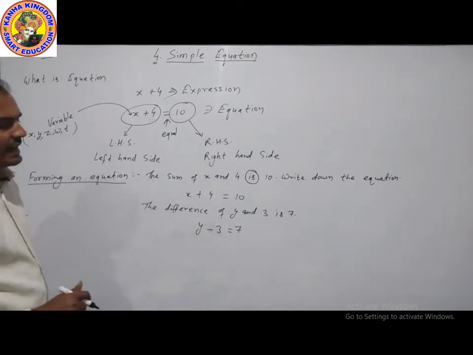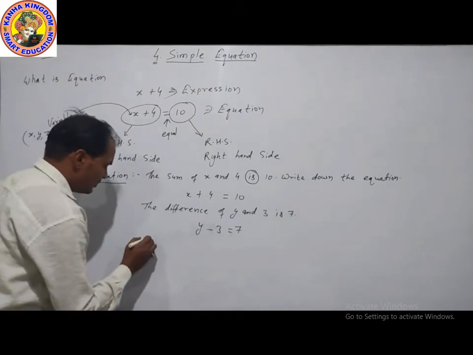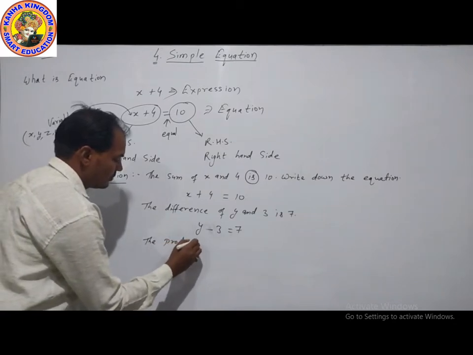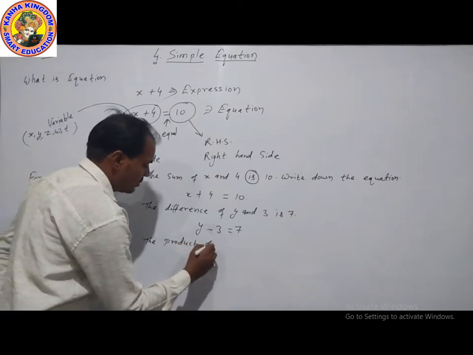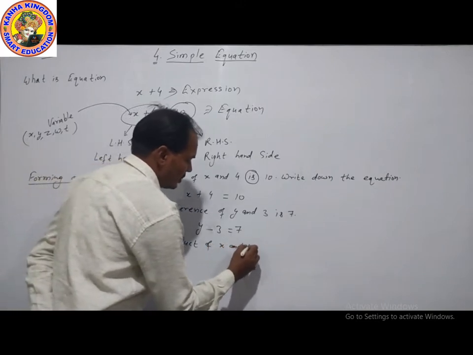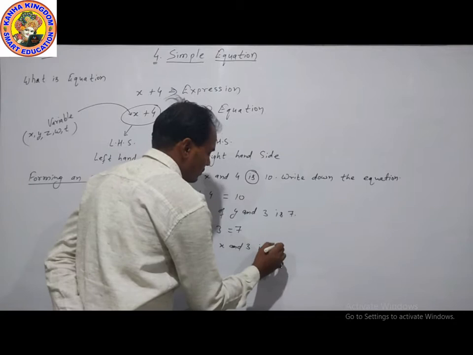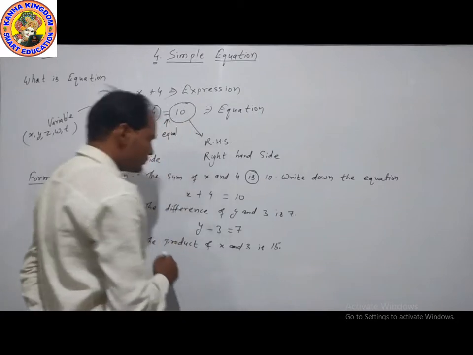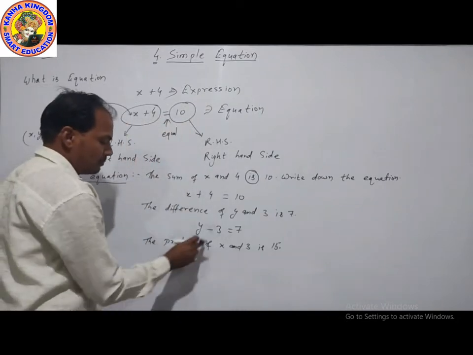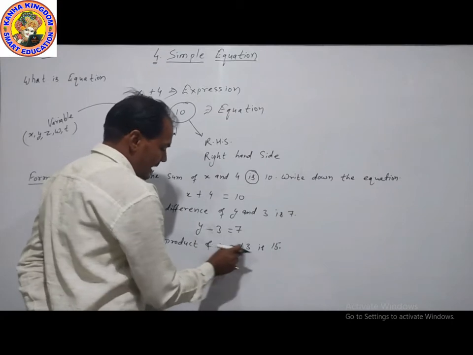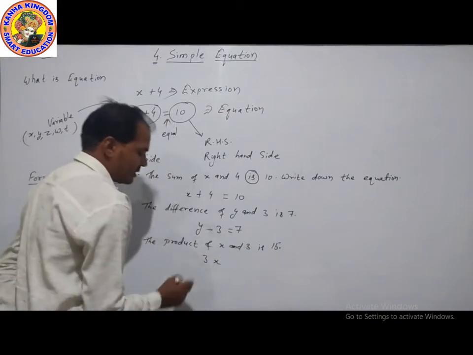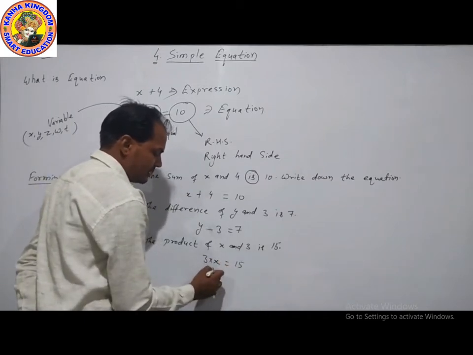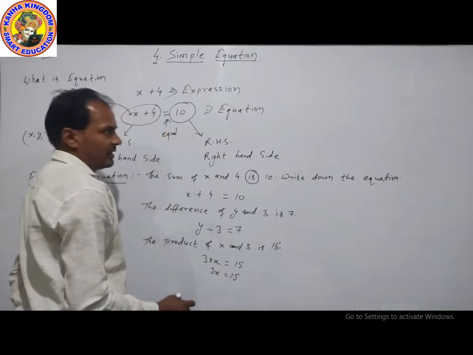Now I am taking an example of product. The product of x and 3 is 15. The product means multiplication. The multiplication of x and 3, 3 into x, is 3x, which is equal to 15, meaning 3x is equal to 15.